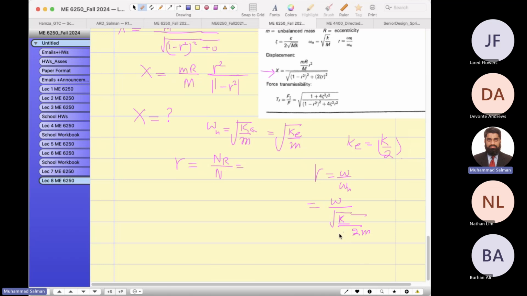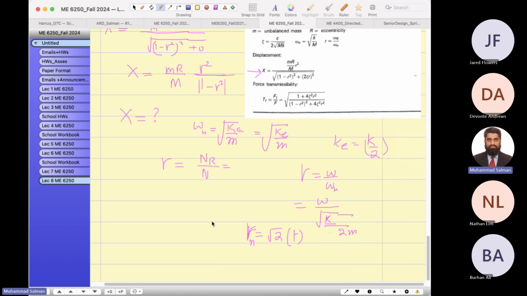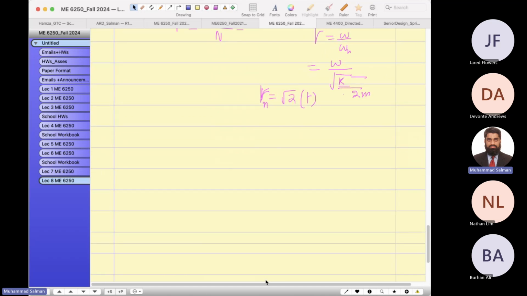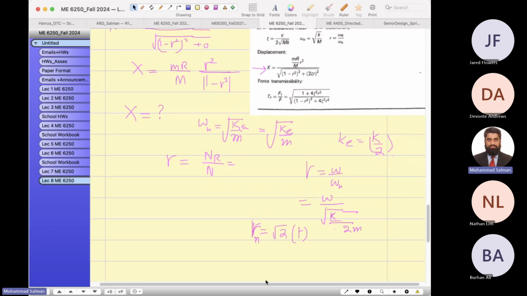This square root 2 will go in the numerator. So I'm going to write down here, new R would be square root 2 times the old R. When you replace the stiffness of the spring with a softer spring, then the new R will be written like square root 2 R.